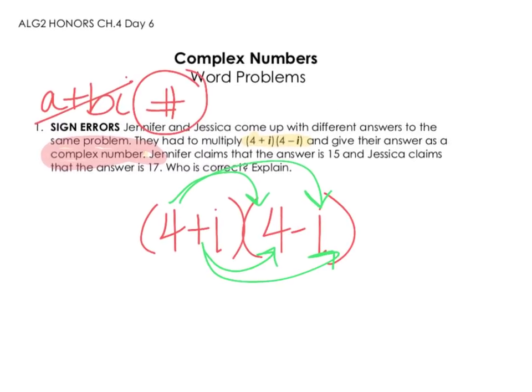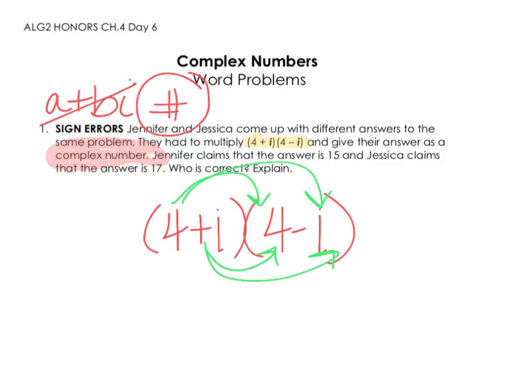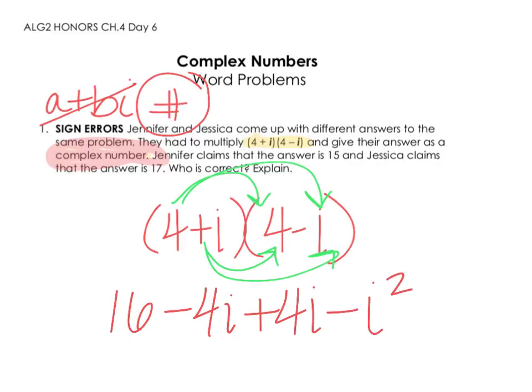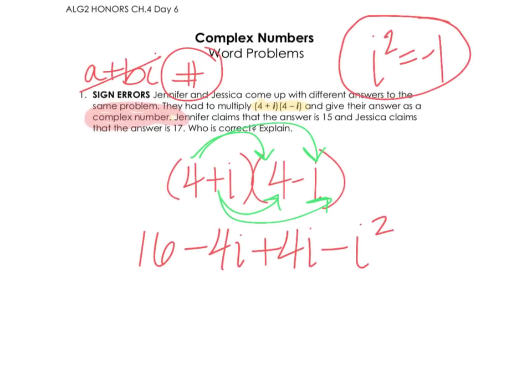And when we do that, we end up with 4 times 4 is 16. 4 times negative i gives us minus 4i. i times positive 4 gives us plus 4i. i times negative i gives us negative i squared. Now, our key fact, i squared equals negative 1. Key fact we've got to have memorized. And then we know that the negative 4i and positive 4i will cancel out.